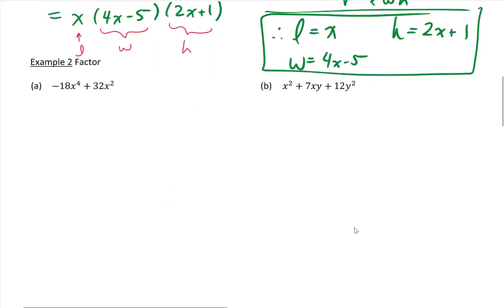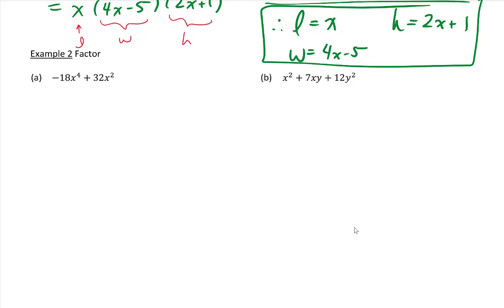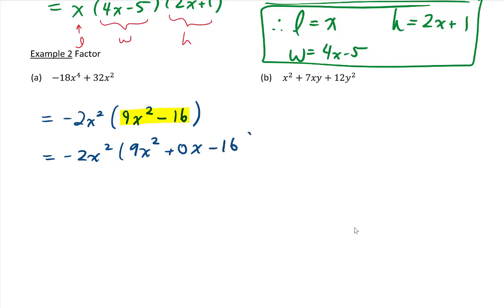All right, let's look at some more factoring questions. Next one, we have negative 18x to the fourth plus 32x squared. So first rule, common factor. So we can take out a negative 2x squared, and we're left with 9x squared minus 16. For this example, we see that we have a difference of squares, so we can use our difference of squares shortcut. But if you don't know it, we can still factor this by rewriting the expression as 9x squared plus 0x minus 16.